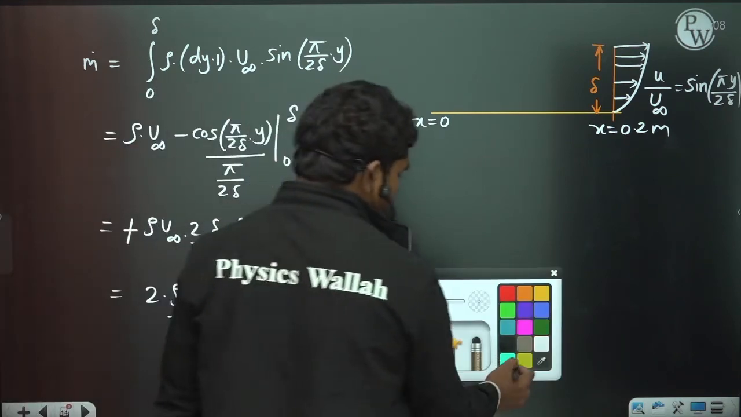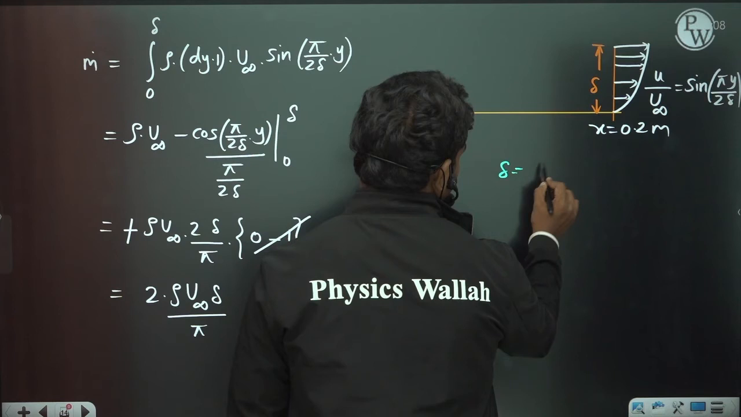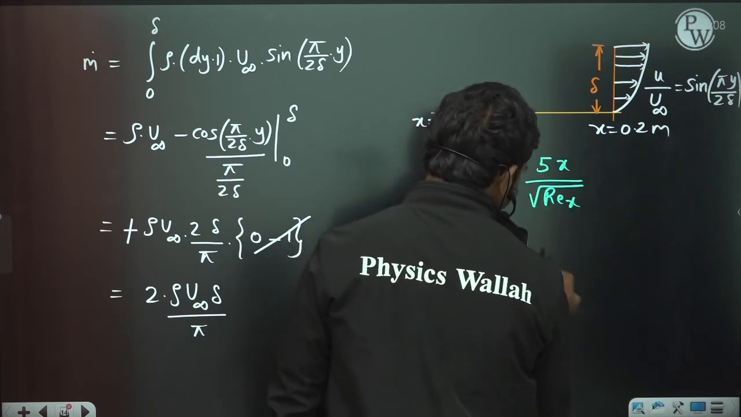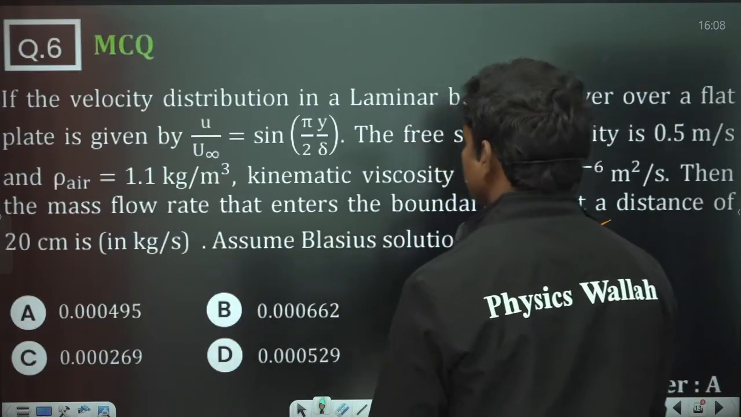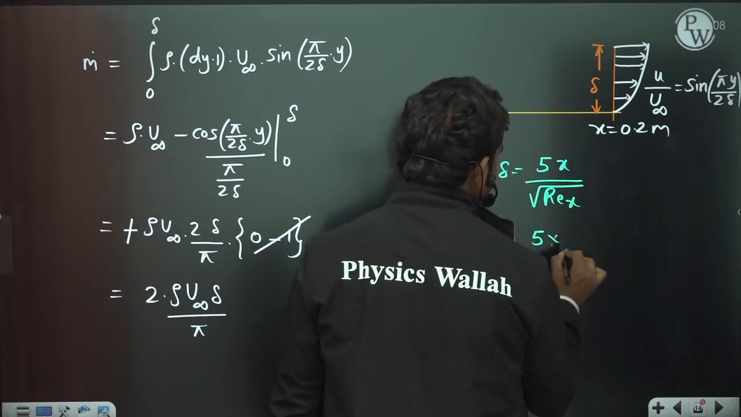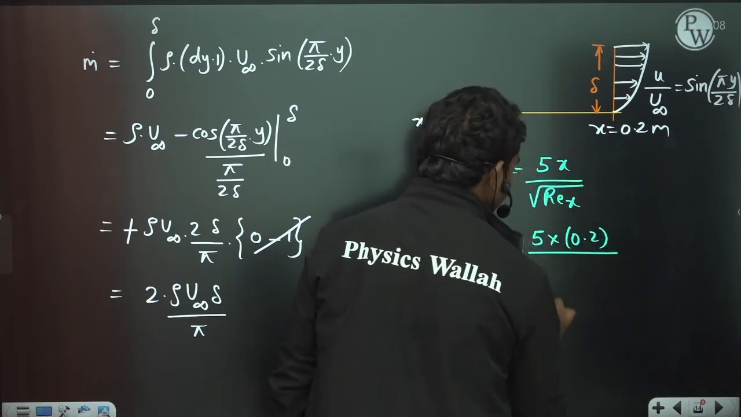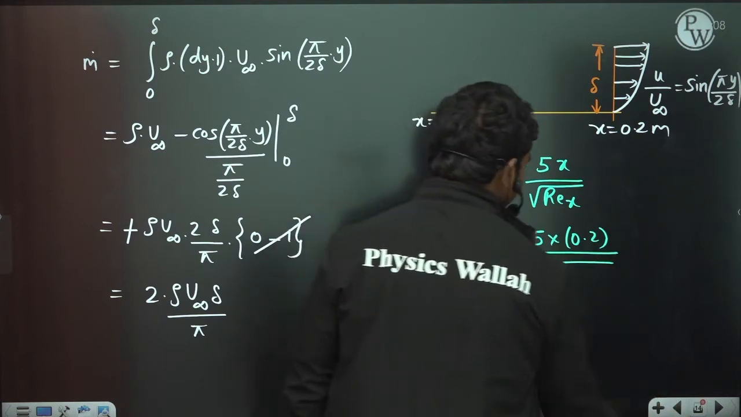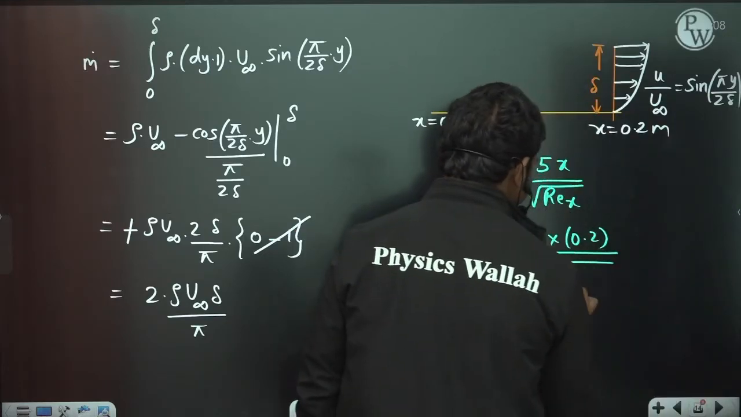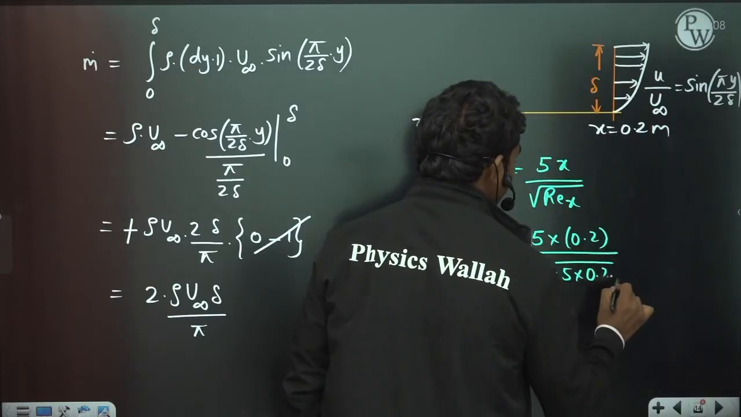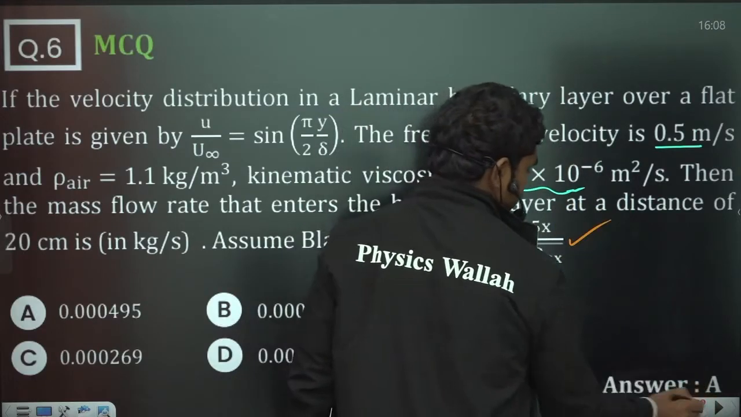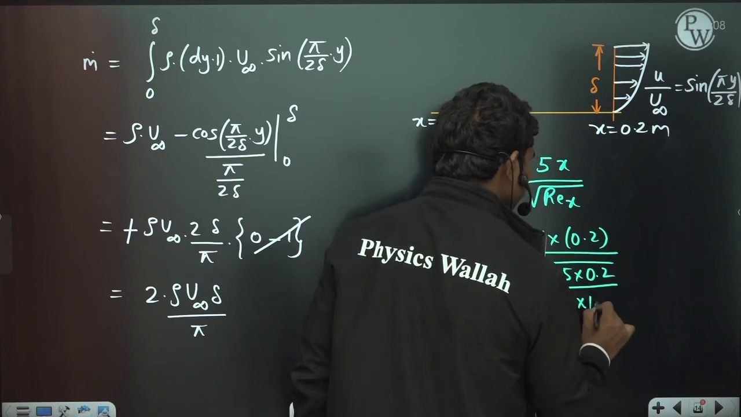For identifying delta, they have given you to assume the Blasius solution, so 5x by root Rex. Kinematic viscosity is given directly. So we can calculate 5 into 20 centimeters, that means 0.2, divided by the square root of u infinity into x by nu. What is the value of u infinity? The free stream velocity is 0.5 meters per second. And the kinematic viscosity is 0.2 into 10 to the power minus 6.